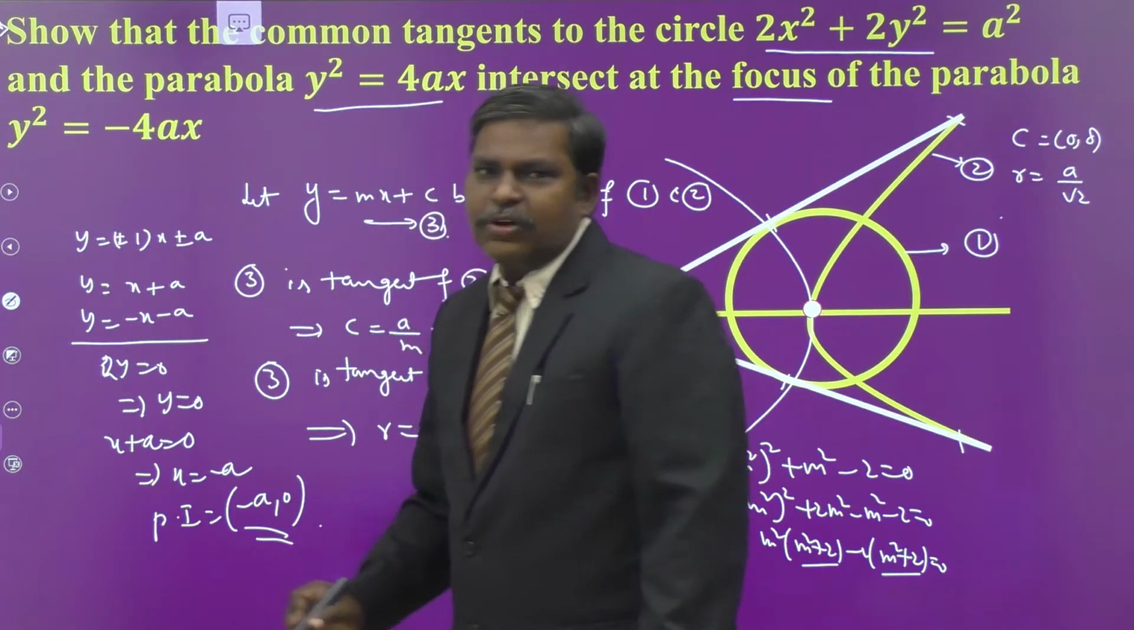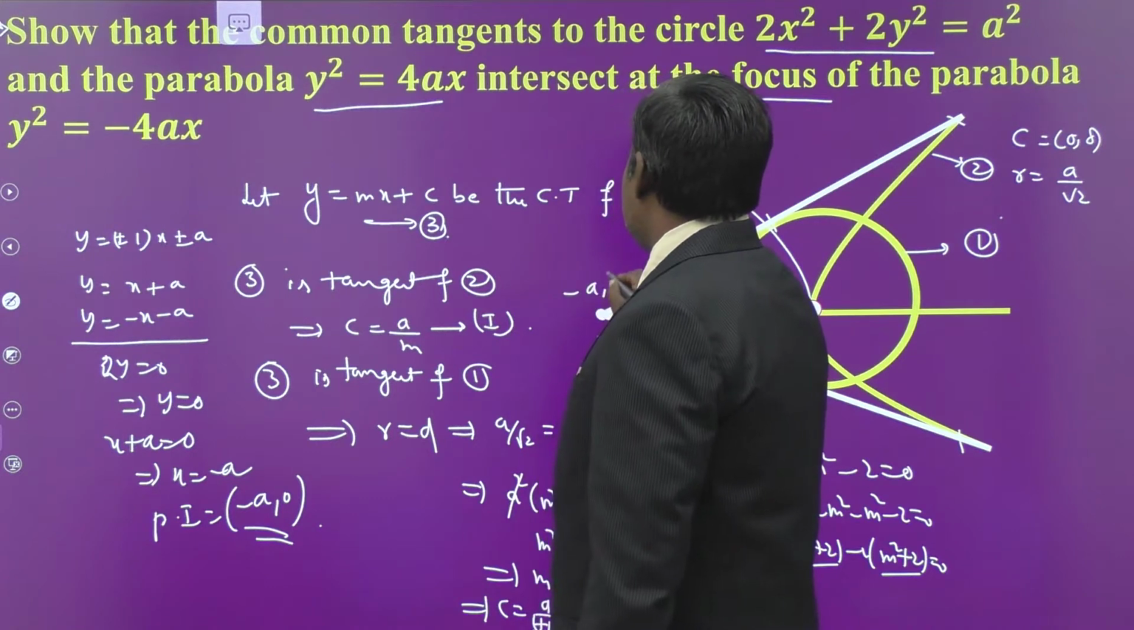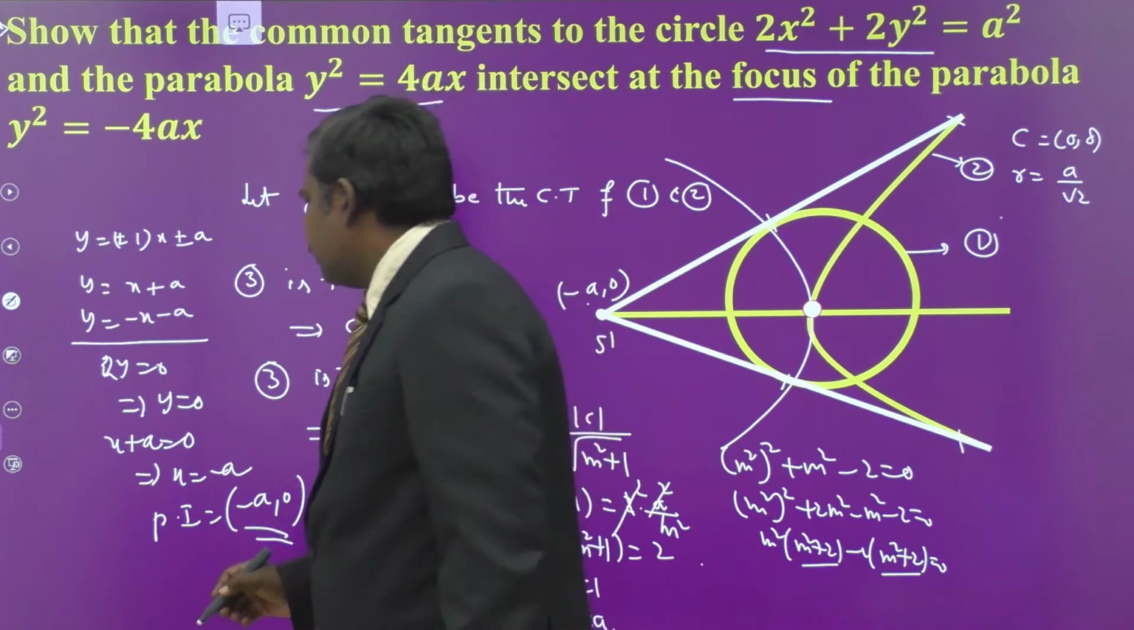This is nothing but the focus of y square is equal to minus 4ax. This is minus a comma 0. It is the focus of y square equal to minus 4ax, hence proved.